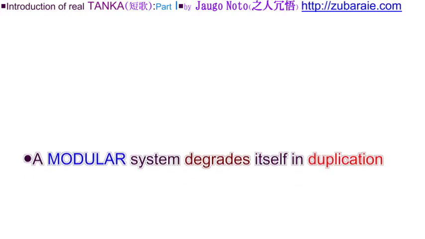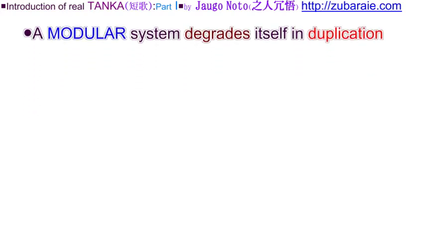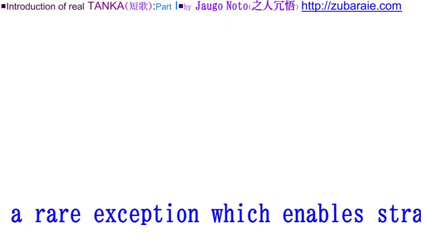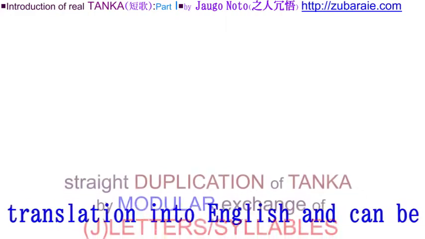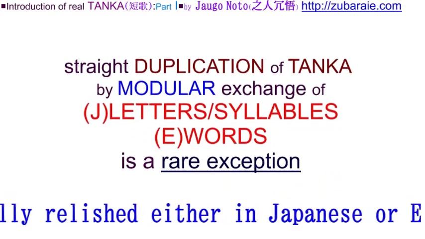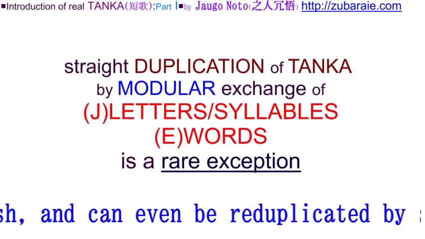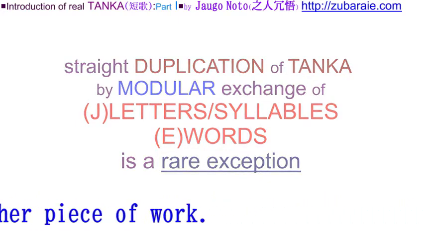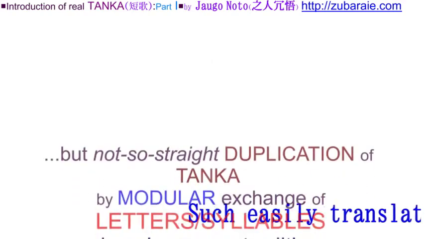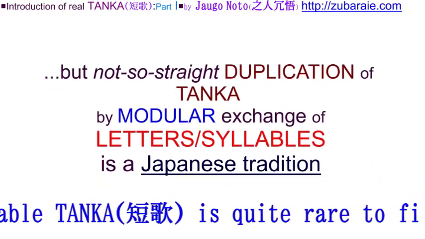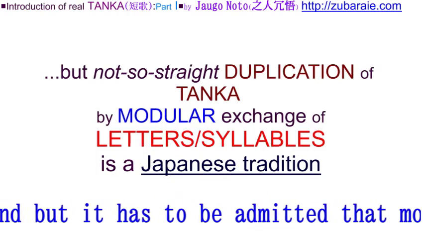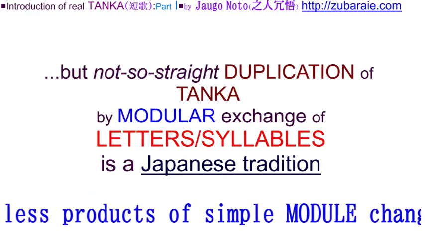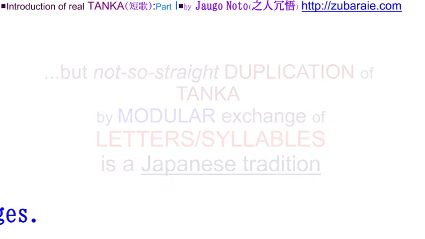A modular system degrades itself in duplication. This example tanka of mine is a rare exception which enabled straight translation into English and can be equally relished either in Japanese or English, and can even be reduplicated by simply changing modules to pretend to be another piece of work. Such easily translatable tanka is quite rare to find, but it has to be admitted that most Japanese tanka are more or less products of simple module changes.